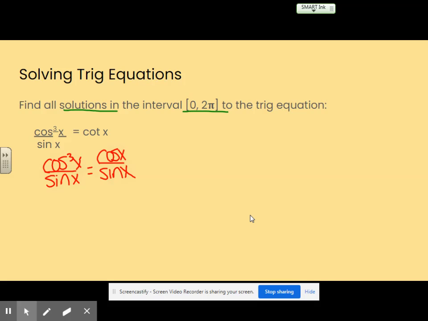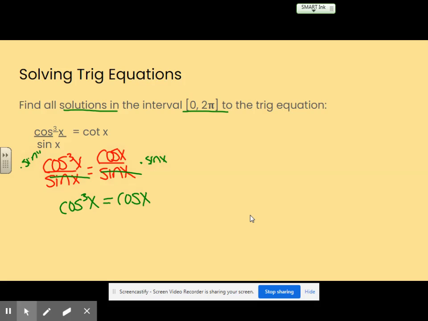I'm looking here, is there anything that I can do? I am personally thinking I have a sine x in both denominators and I don't have any other terms. If I multiply both sides by a sine x, I get rid of my denominators. They're gone. All I have to focus on now is cosine cubed x equals cosine x.